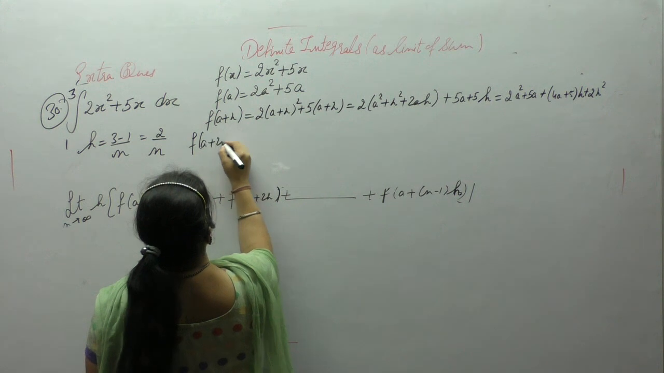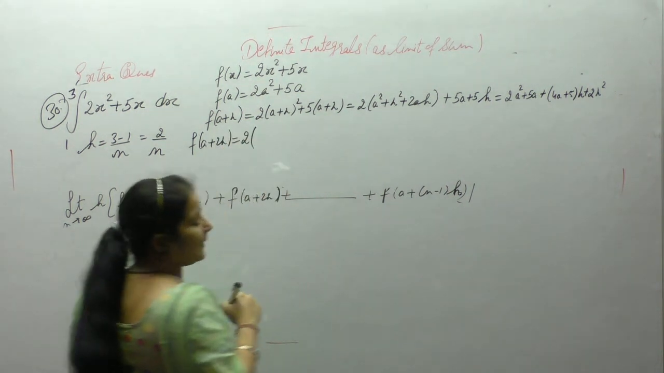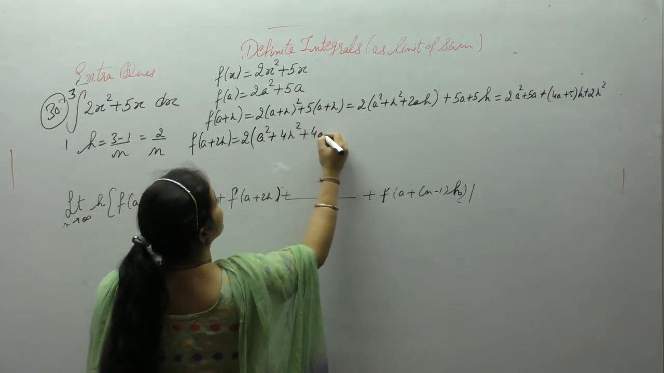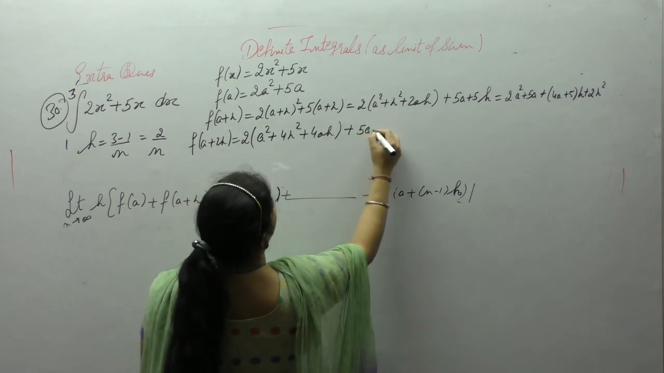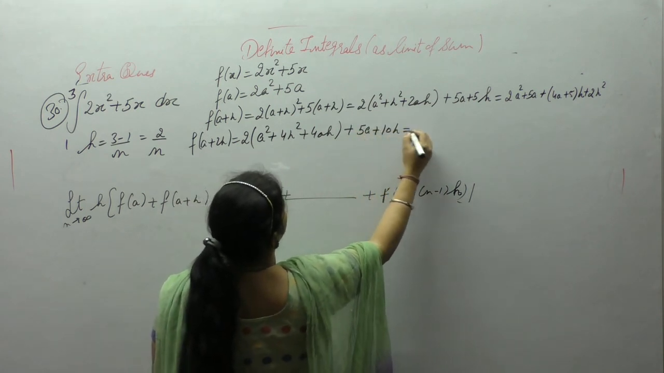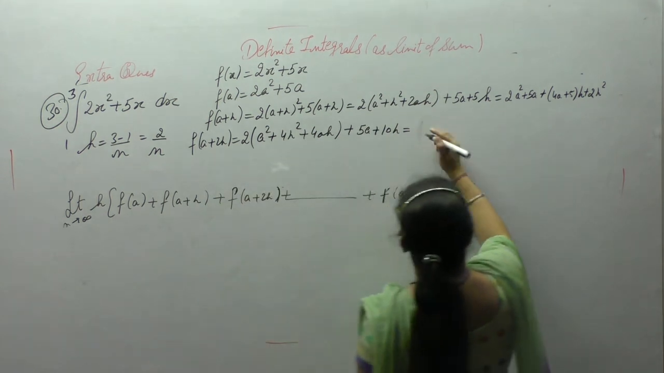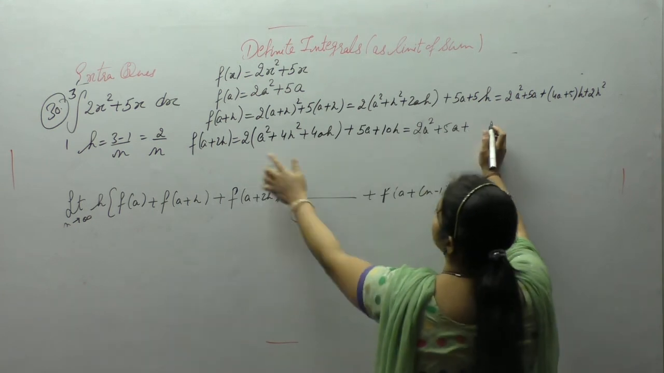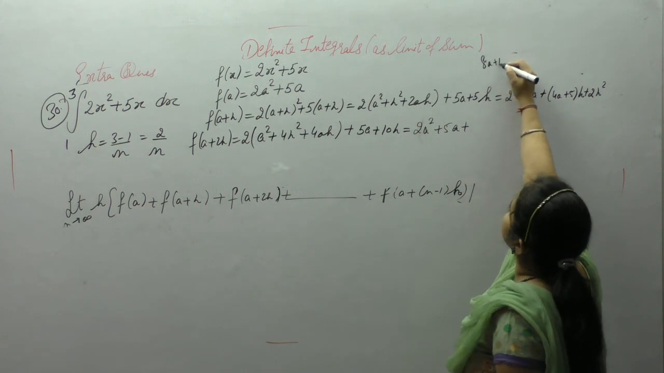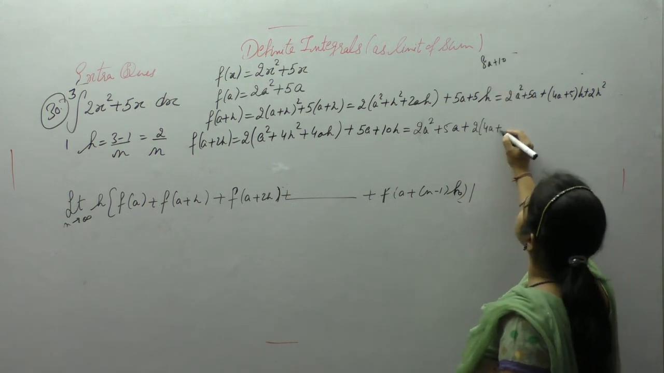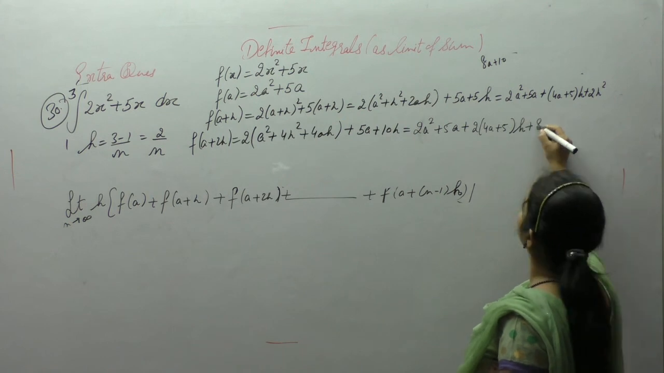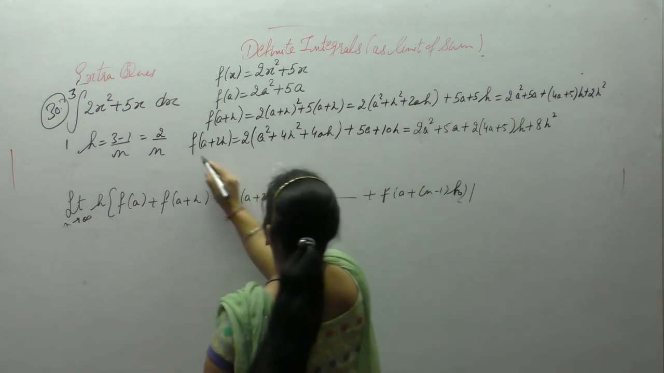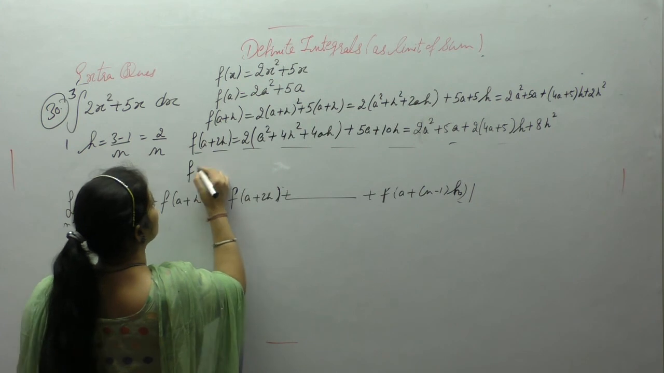Now f of a plus 2h is 2 times (a plus 2h) whole square plus 5a plus 10h. Terms of h: 4 into 2, 8a plus 10, take 2 common, so 4a plus 5 times 2h, and 4 into 2, 8h square. Now, so on up to f of a plus (n minus 1) into h.